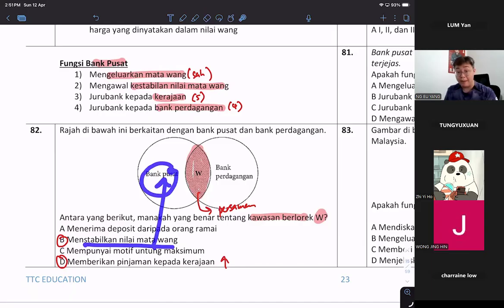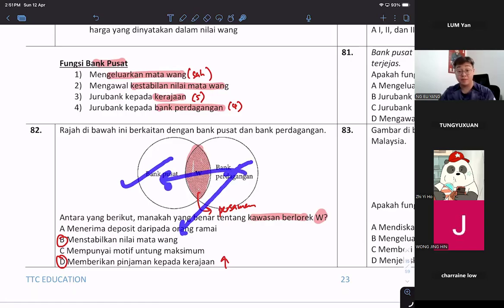the decisions made by bank pusat. So the decision is made by bank pusat, but bank pusat is not going to control the kadar faedah by themselves. They're just going to announce, and then bank pedagang assists the bank pusat. So listen carefully. Bank pedagang is just listening to the command from bank pusat to help the bank pusat to control nilai mata wang. Okay, so which means this is 100% true, this is 50% true for menstabilkan nilai mata wang because they have to listen to the command from bank pusat.